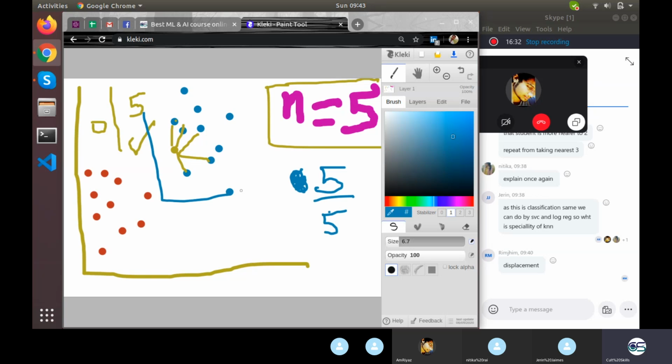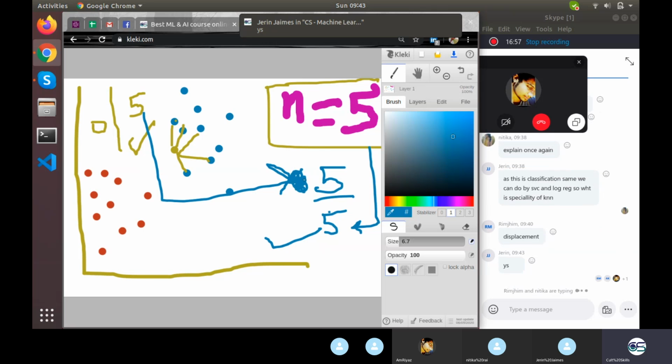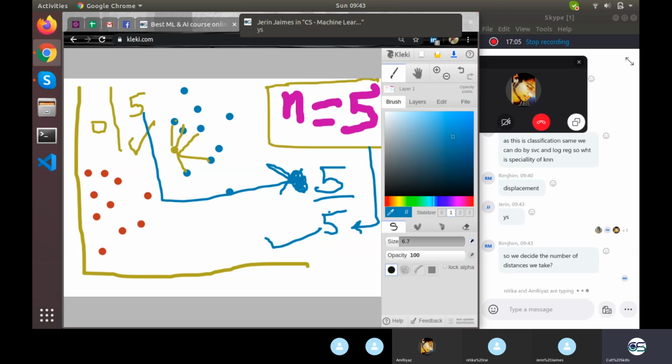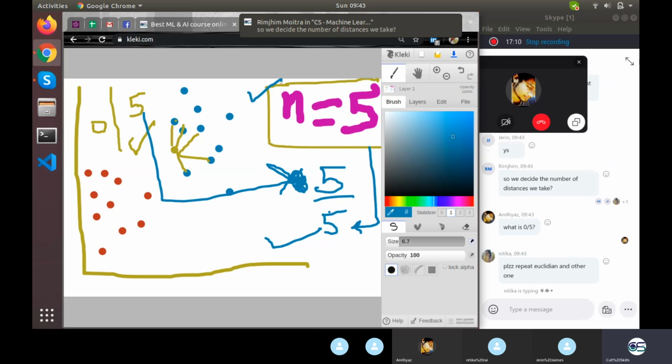This 5 is coming right here and this 5 is coming in the denominator. That means the denominator will always be 5, the value of n. Sometimes your point will be somewhere like this, I'll talk about this later on. So this is a blue point with 100% confidence. Is it clear? Yes, we need to decide this value. This is a hyperparameter, that's why I have kept it separately.